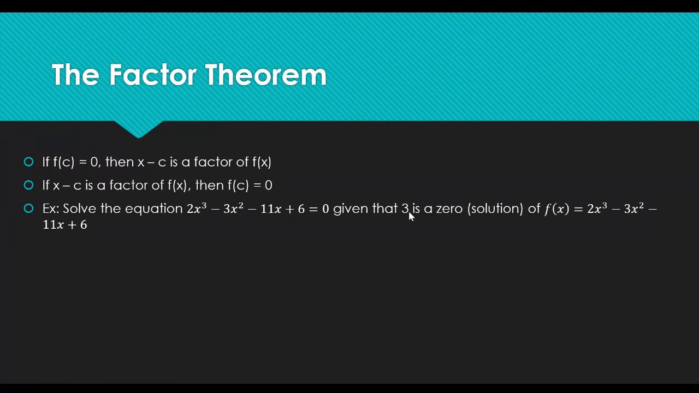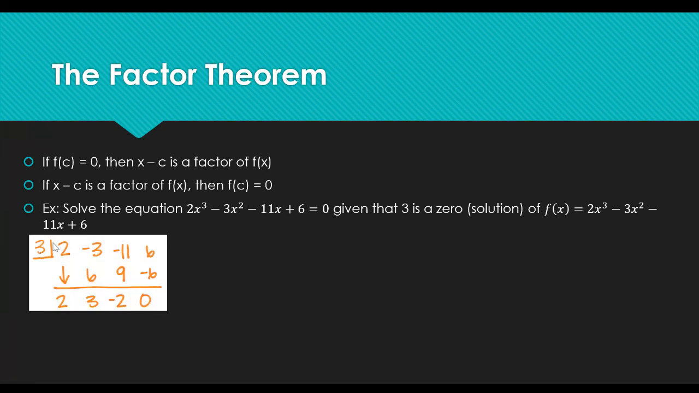If we work backwards a little bit, 3 is a solution means that x equals 3. If I want to make that equal to 0, it'd be x minus 3, right? So I'm going to synthetic divide by 3 because there's no x there, right? It doesn't say x minus 3 or x plus 3. So we just synthetic divide by 3.